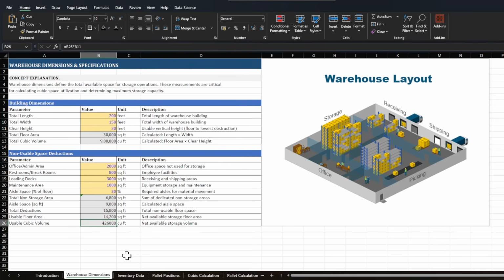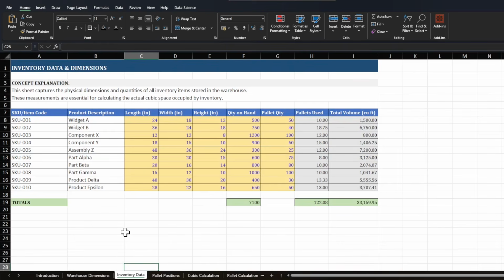Now let's put in the inventory data. You know what items you are going to store in your warehouse. Then you must be aware of their dimensions, because here we are talking about the cubic calculation. Each item which I am going to store in my warehouse will have a certain length, width and height. And this is the total quantity which I am storing in my warehouse. And this is the total quantity which one single pallet can accommodate of this particular item.